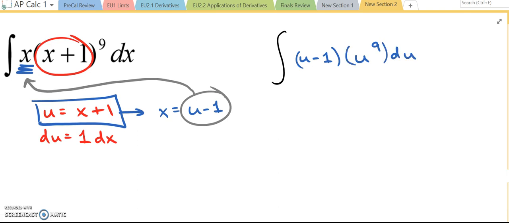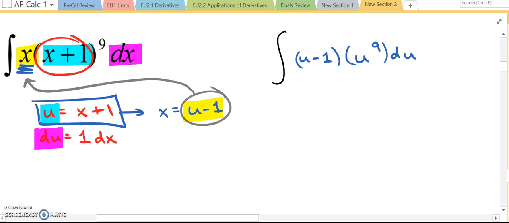So all of those different moving pieces: the u to the first power took the place of the x. The x plus 1 was traded out for the letter u. The du represents the dx. That ninth power still stays there. The reason all of that was important is that now I have a pretty simple integral to deal with.